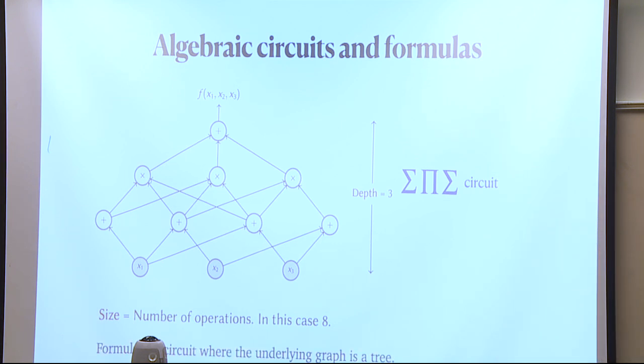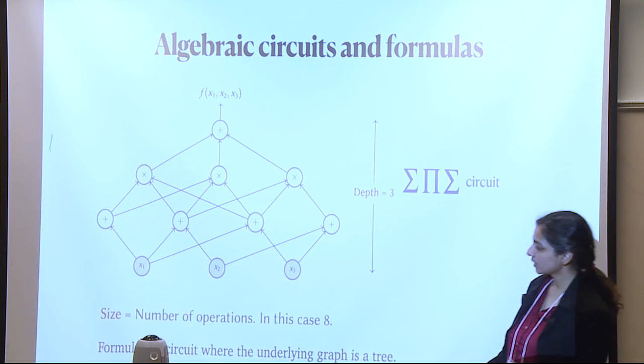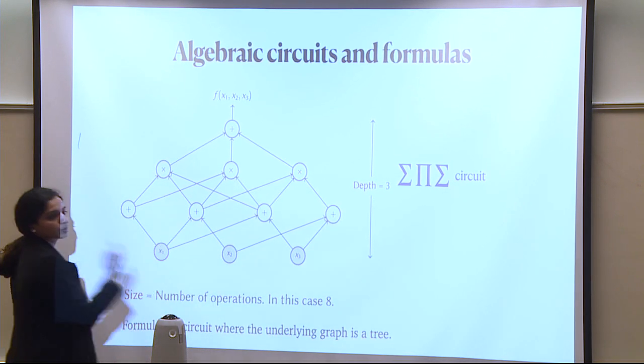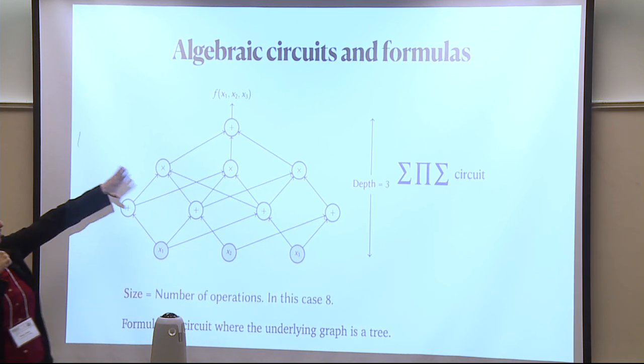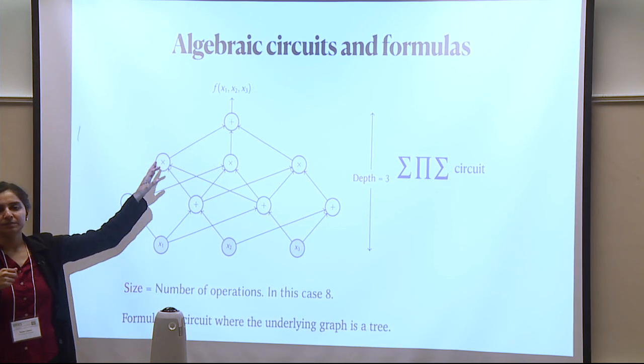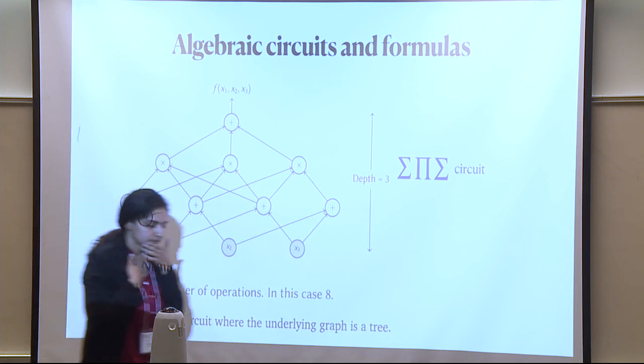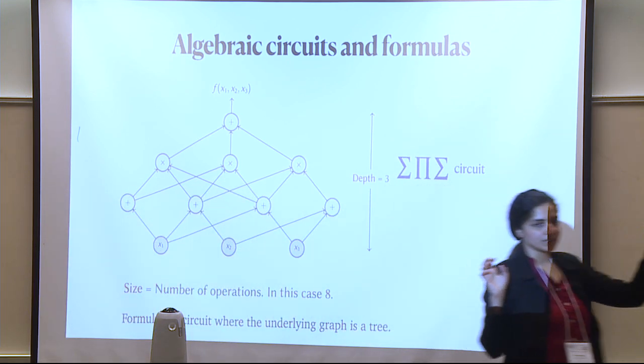A formula is basically a circuit, except for this fan out question. Here you only have fan out 1. So the underlying DAG you have is a tree. Then it's a formula. So circuits and formulas. All good?